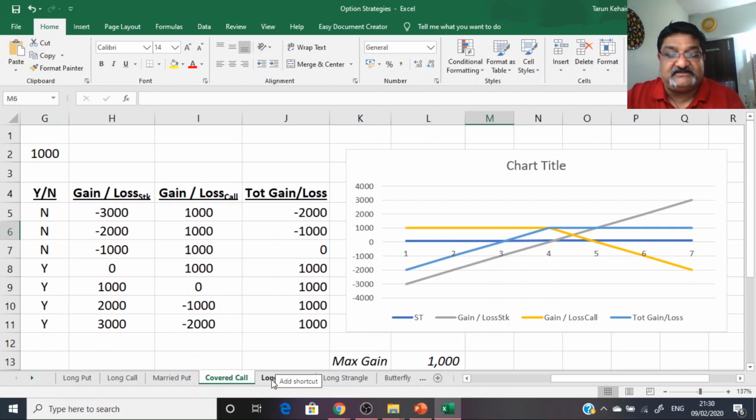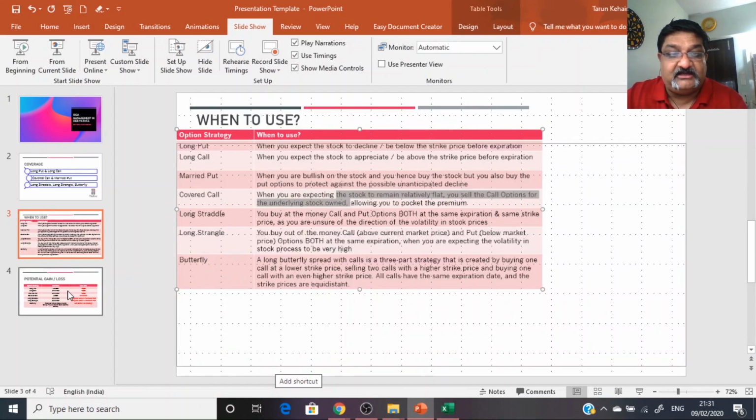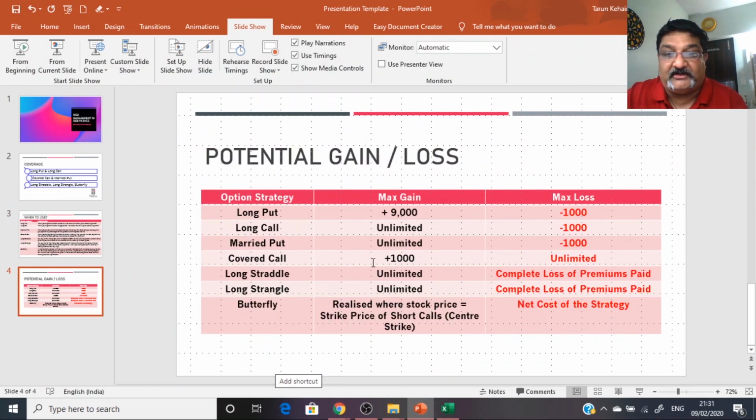Now we move to the next position. Before that, let me quickly take you to the slide which tells you about the covered call. So as I told you, in case of a covered call, your gain is $1,000, which is your premium, whereas your losses can be unlimited.